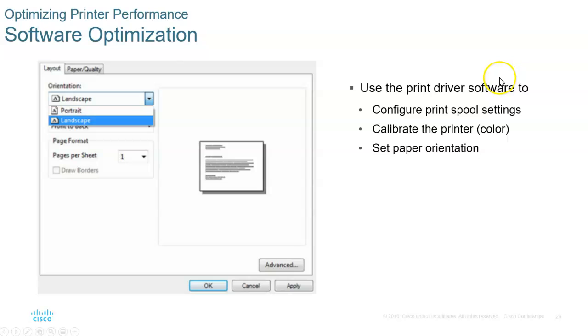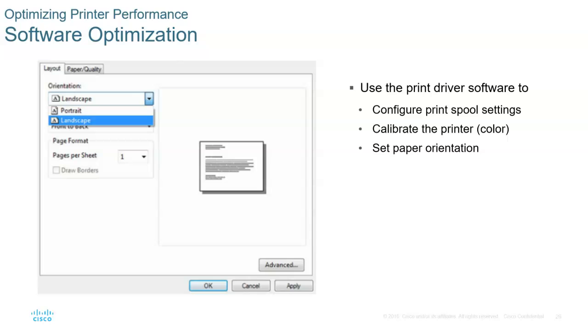Software optimization: use the print driver software. You can configure your print spool settings so you can cancel or pause print jobs in the print queue. When multiple people are sending jobs to the print queue and you tap your card, you can print yours. I go tap my card, I can print mine.